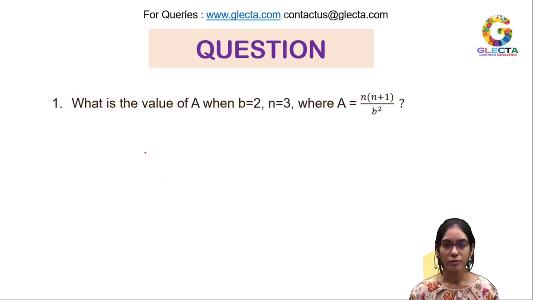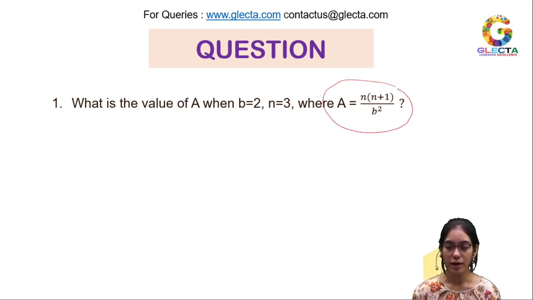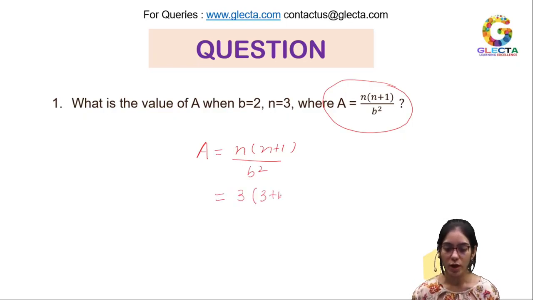Now there is a question: if we are asked to find the value of a when b is equal to 2 and n is equal to 3, where the formula for a is a equal to n into n plus 1, divided by b square. Just substitute 2 for b and 3 for n in this formula. So this will become 3 into 3 plus 1, divided by 2 to the power 2. So this is 3 into 4 by 4, which is equal to 3.